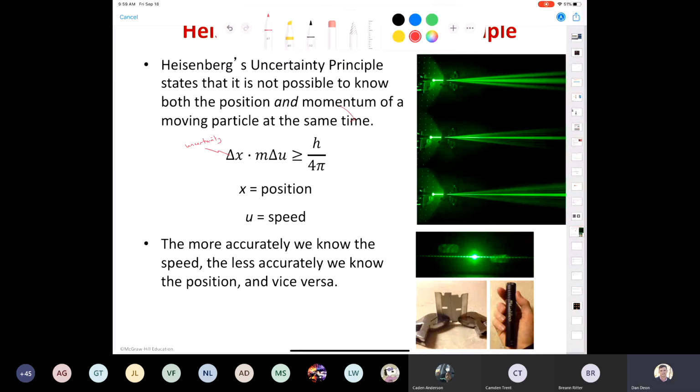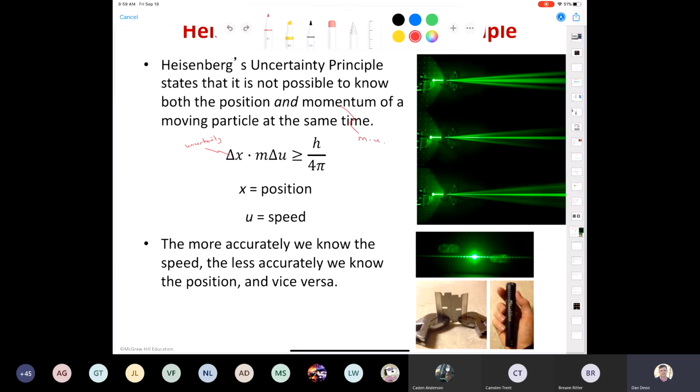Momentum is equal to mass times the velocity, so mass times speed. Now, mass is definite. Mass isn't going to change, but there's uncertainty in the speed. And again, when we take mass times speed, we get the momentum. And momentum has a vector. There's a vector to momentum.